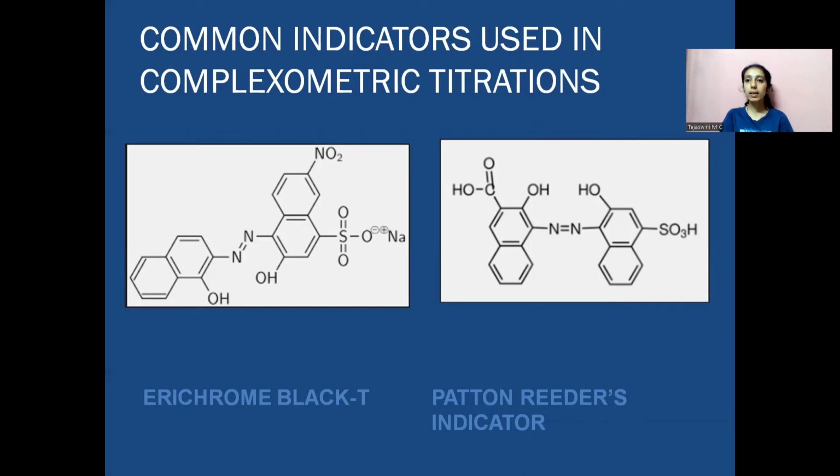Eriochrome Black T is a triprotic acid. It is in the form of H3In. In aqueous solution, it dissociates into the H2In- form, which is red in color. When it is dissociated into the HIn2- form, it is blue in color. When it is converted into the In3- form, it is yellowish orange in color. This is the structure of PAN indicator.